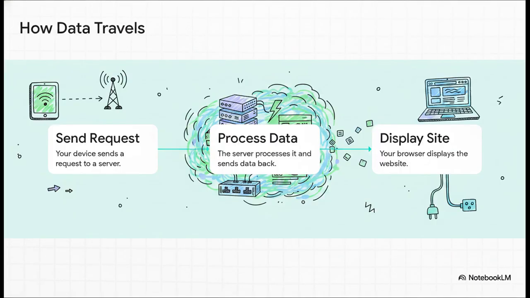Let's put that into a quick timeline to see how it flows. First, your device sends a request using those IP addresses. Then, a server receives and processes that request and fires the data right back. Finally, your browser displays the website. This entire journey across cables, routers, switches, and servers, it happens in mere milliseconds. Behind every single tap or click you make on your screen, this exact three-step sequence is firing off.